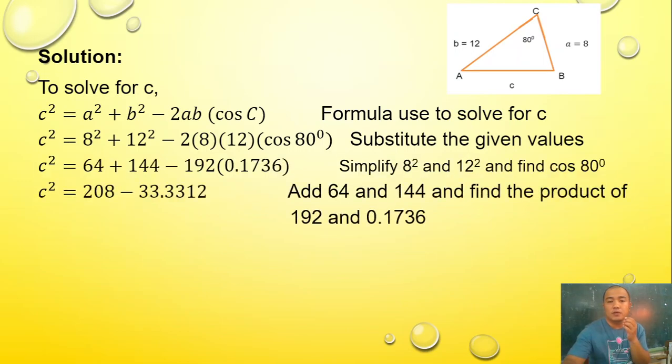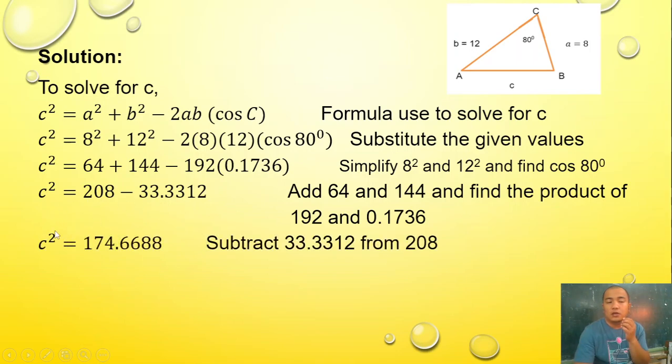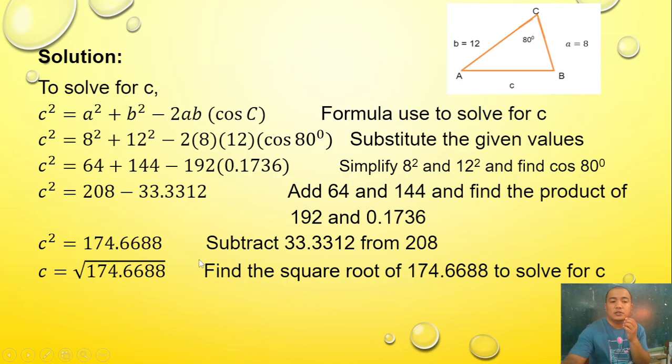Substitute the given values. Then 64 plus 144 minus the product of 2 times 8 times 12, 192, times cosine 80. Then get the square root of both sides. The answer is 13.22. That's the measure of side C.